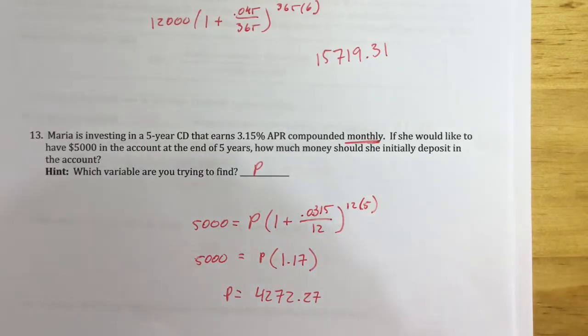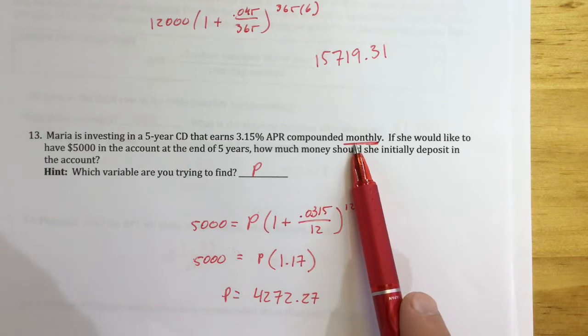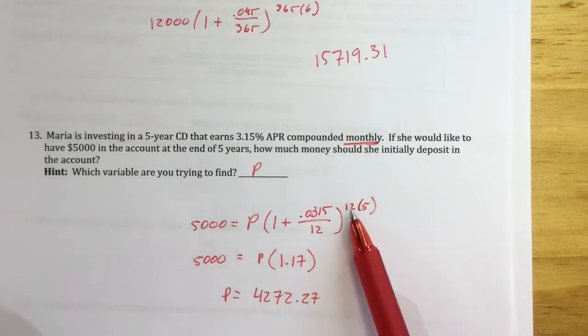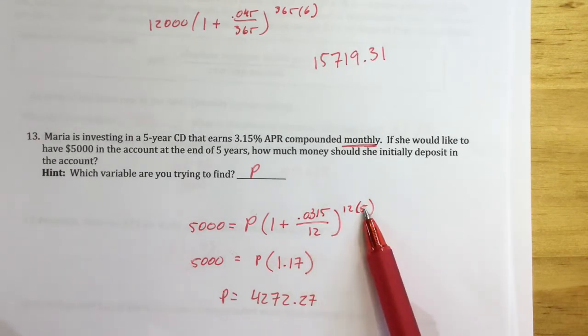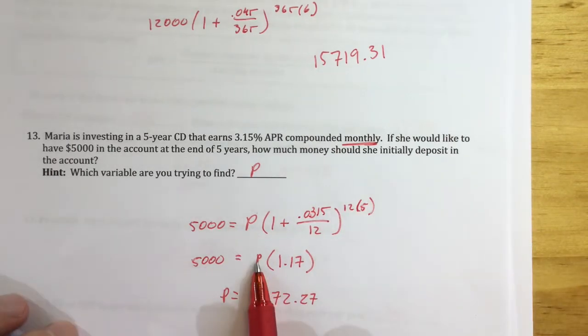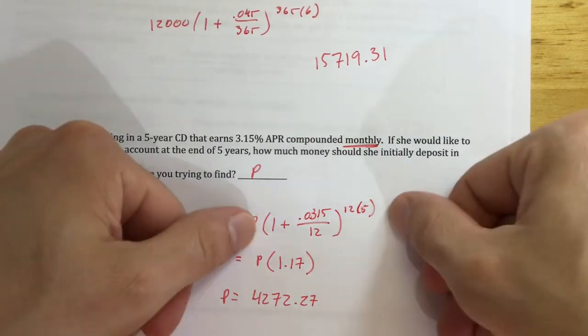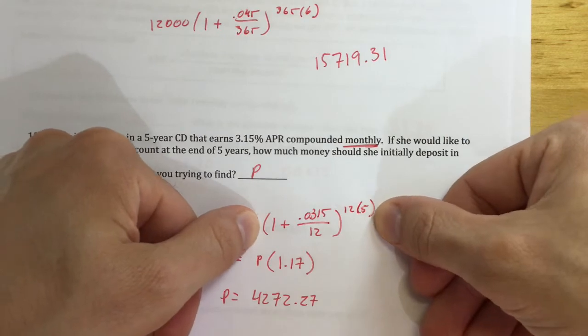All right, 13, Maria, she's going to invest for 5 years at 3.15% interest compounded monthly, right there. Okay, so that means that both of your n's are going to be 12. You've got 5 up there by that 12. There's your rate, changed to decimal form. And like we saw a little bit earlier, this is the question where we want you to find the principal balance. Well, the neat thing here is that all of this is something you can calculate.